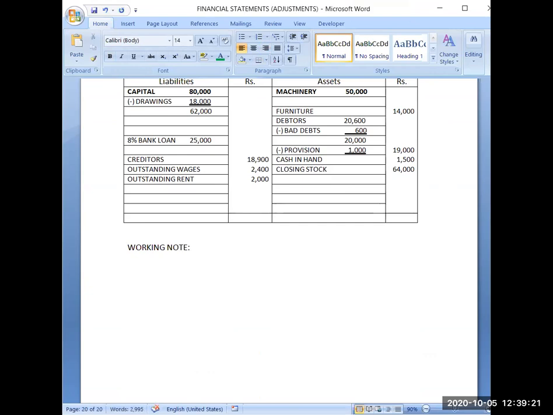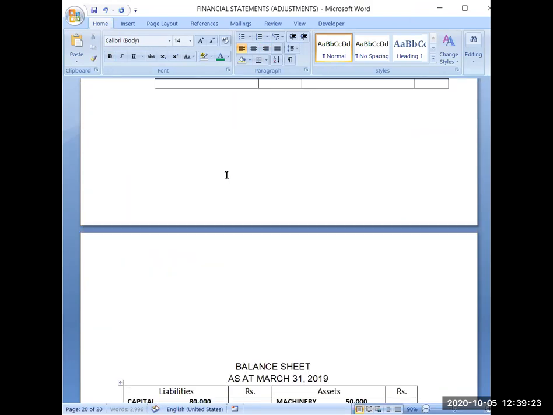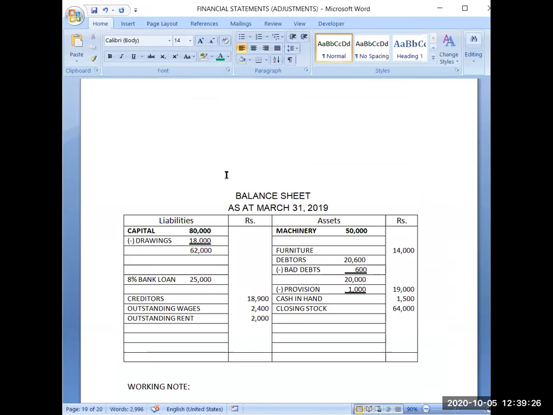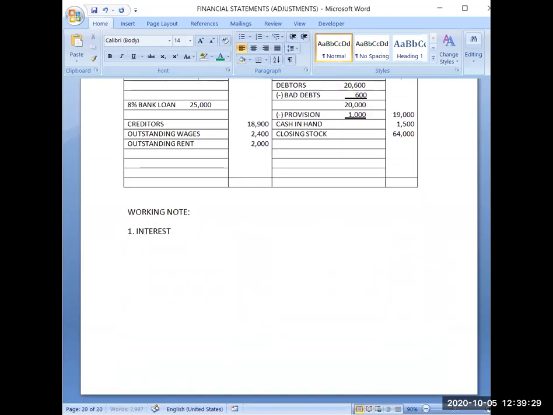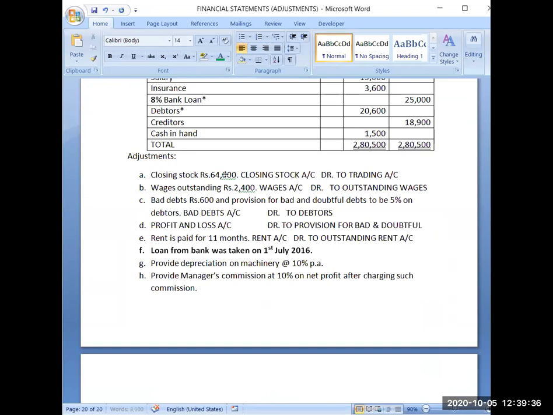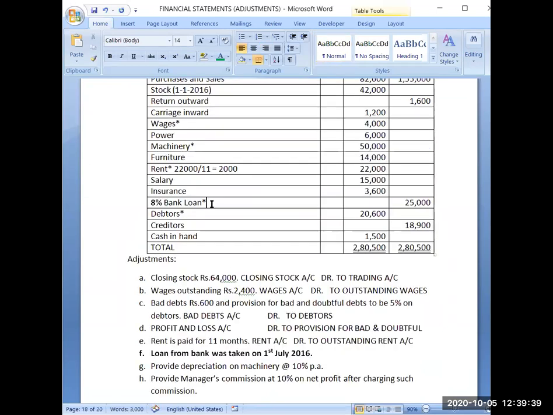So I will write here the heading: interest on bank loan. This time the question has given you a date. Sometimes the question specifically writes the date here, like 1/7/2016. If this type of date is written here instead of in the adjustment, then it is also saying that the loan has been taken on 1st July 2016.